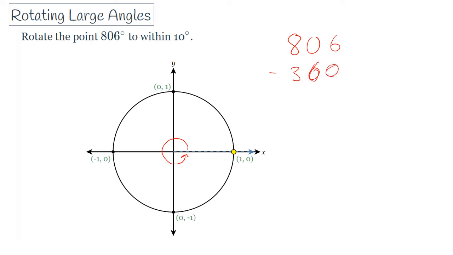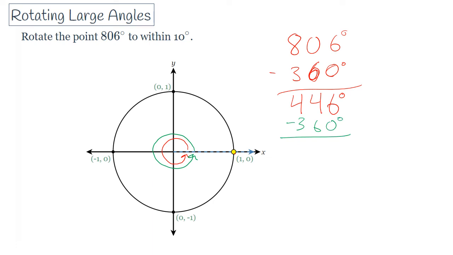360 degrees, all right, I would get back to where I started. And all I'd be left with, if you do that subtraction, is 446 degrees. All right, so now I have another 446 degrees. So what I'm going to do is go around that circle one more time. So I would drag it one more time. All right, so I went around another 360 degrees. And if I do that, I'm left with 86 degrees.